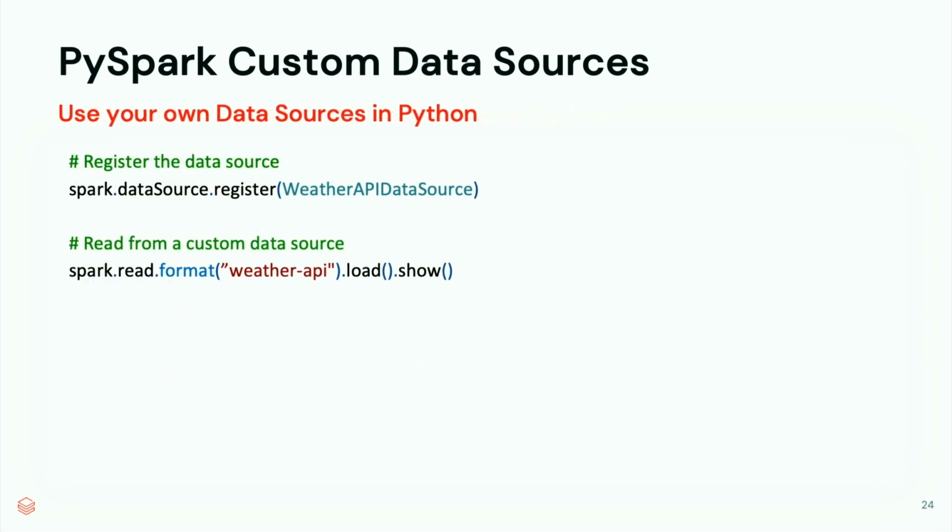Now, how do I use that particular custom data source? All I have to do, once I'm in my PySpark code, is call spark.dataSource.register and register that class that I've built. From then on, in my code, I can use spark.read.format("weatherAPI"), and I've got my connector up and running in that particular job.